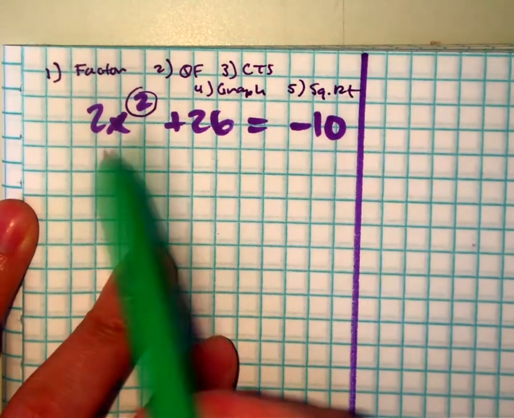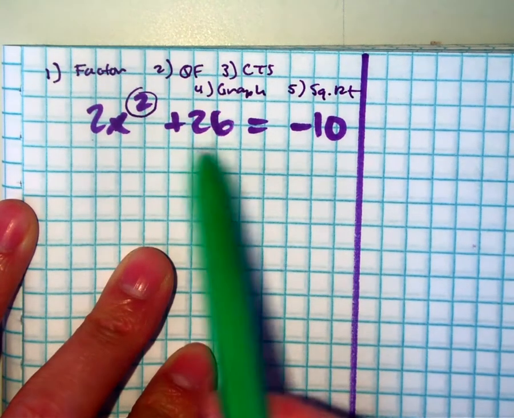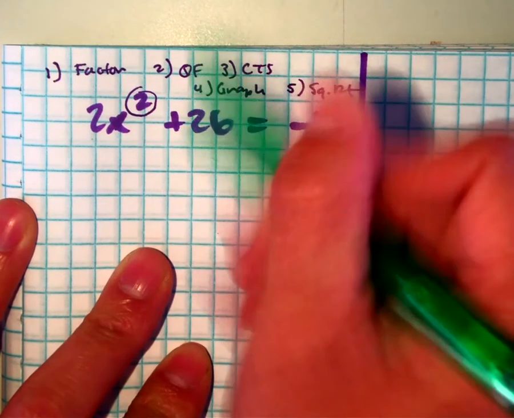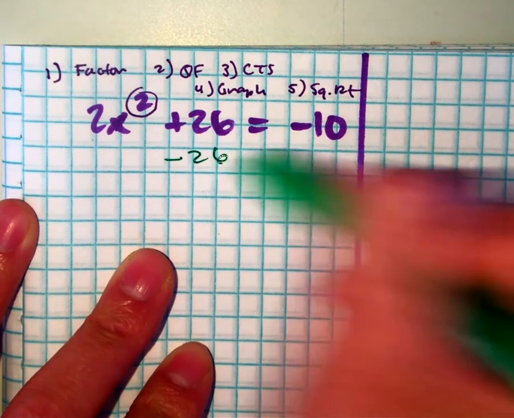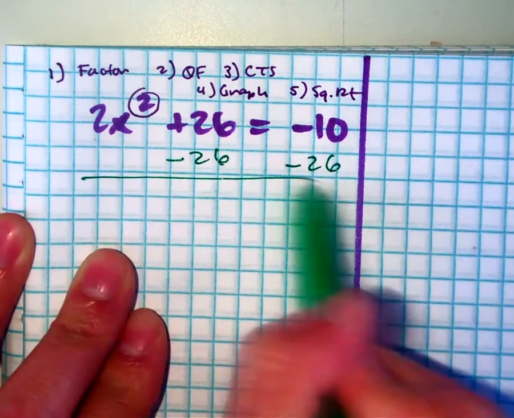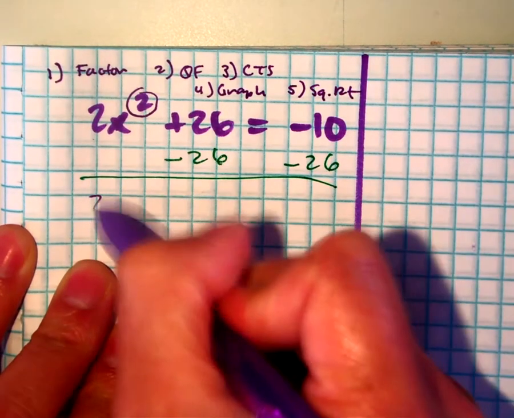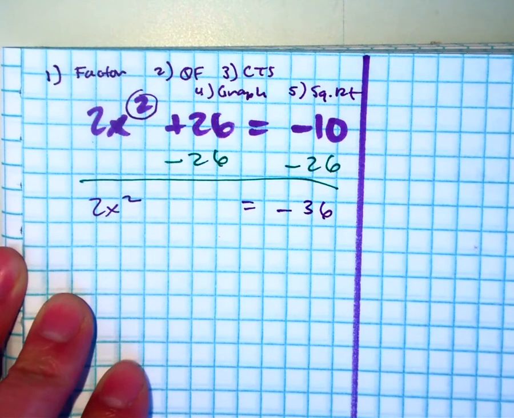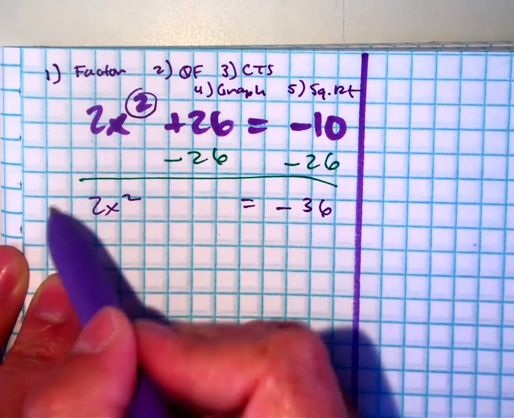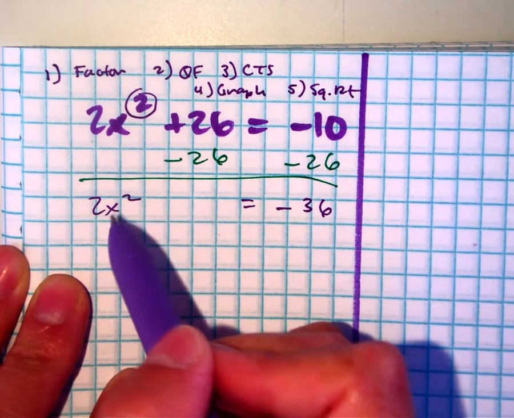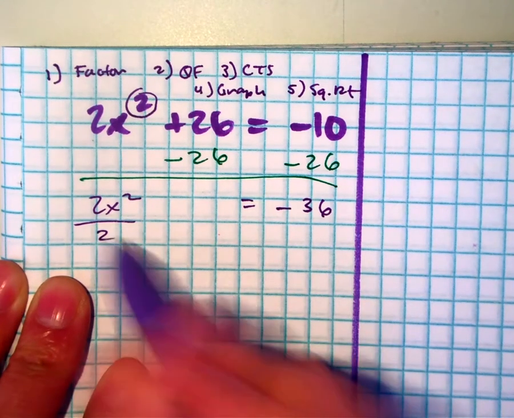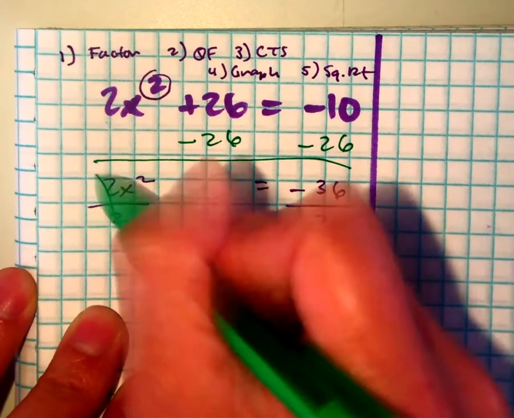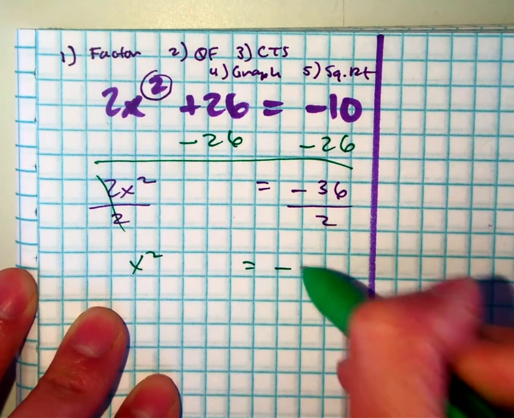What does that mean? You have an A value and you have a C value. You don't have a B value. You don't have 6x. So the first thing I'm going to do is subtract 26. I'm left with 2x squared equals negative 36. You cannot take the square root at this time because you cannot take the square root of a 2. That 2 would still be there. Does that make sense? So I would have to divide by 2 here. I have x squared equals negative 18.